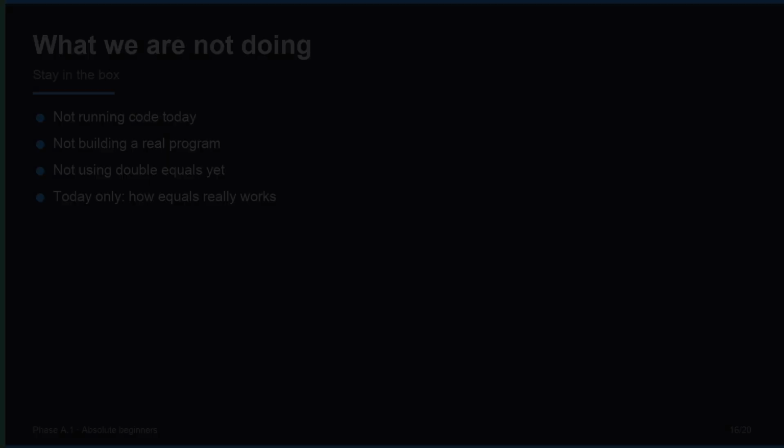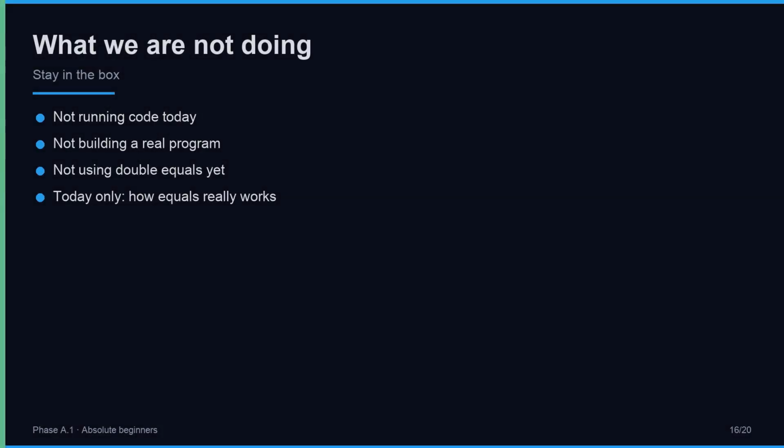Two traps named. To keep this lesson honest, here is what we are not doing. We are not running any code. We are not building a real program. We are not using the comparing double equals yet, that waits for its own lesson. Today has a single job, to make sure you read the equals sign correctly from now on. If you can look at count equals 5 and instantly read put 5 into count, then this lesson has done exactly what it set out to.